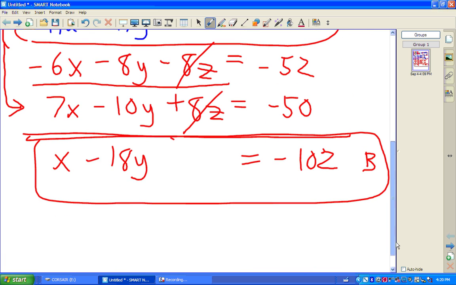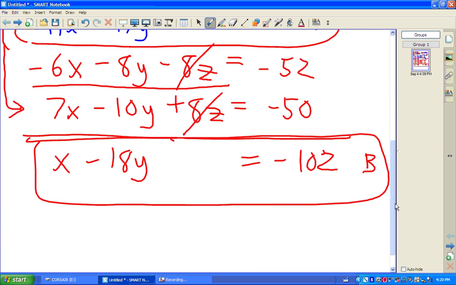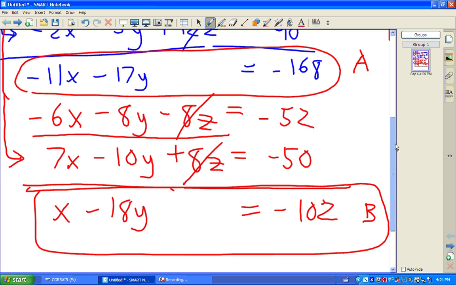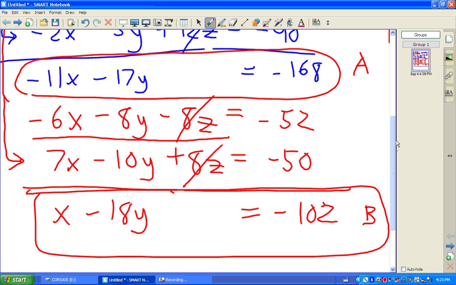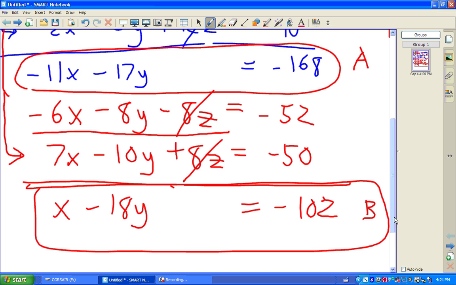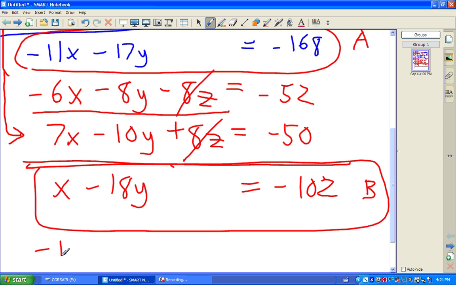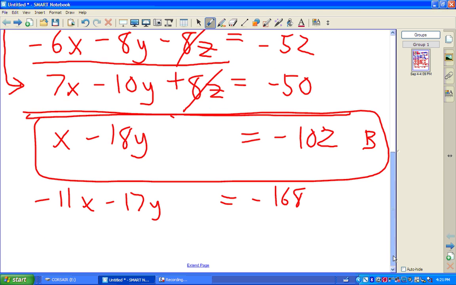I now have equation A and B that I can use to solve, just like you've learned before, a system of equations with just two variables. It gets considerably easier here. Okay, so just to be safe here, let's take this top equation here and let's rewrite it down below. Here we're going to do this, and I'm going to rewrite the equation here, minus 11x minus 17y equals minus 168. Okay, now I've got to solve these two equations here to try to get a solution.